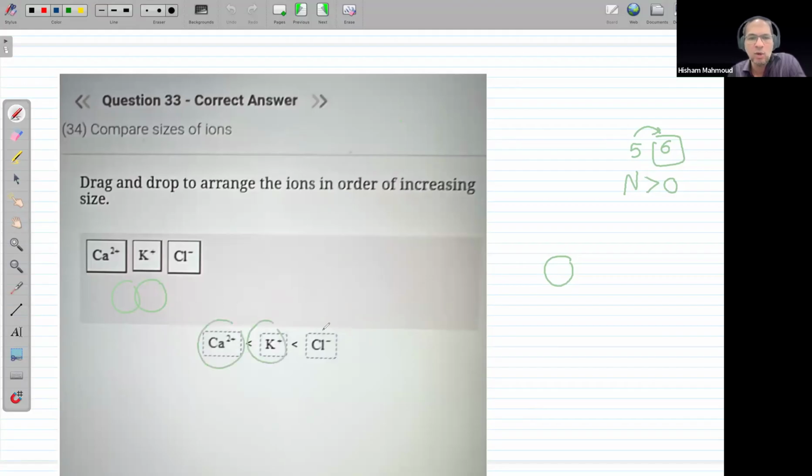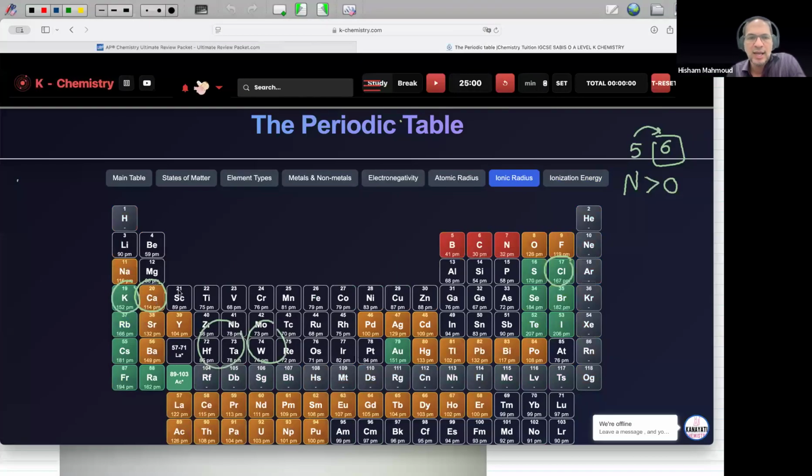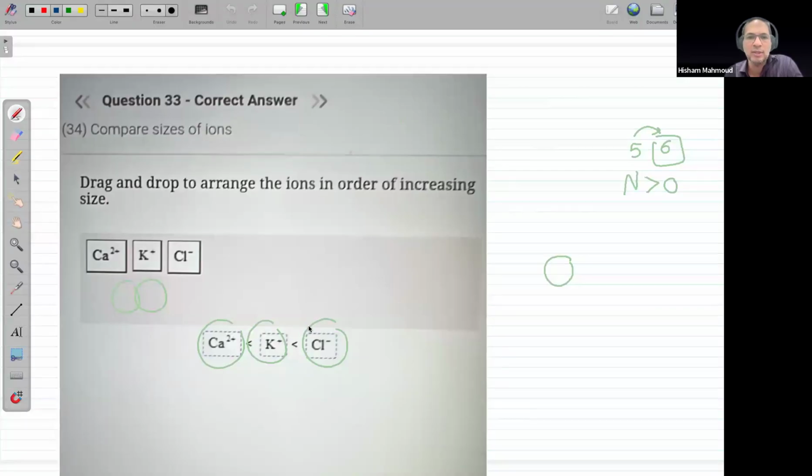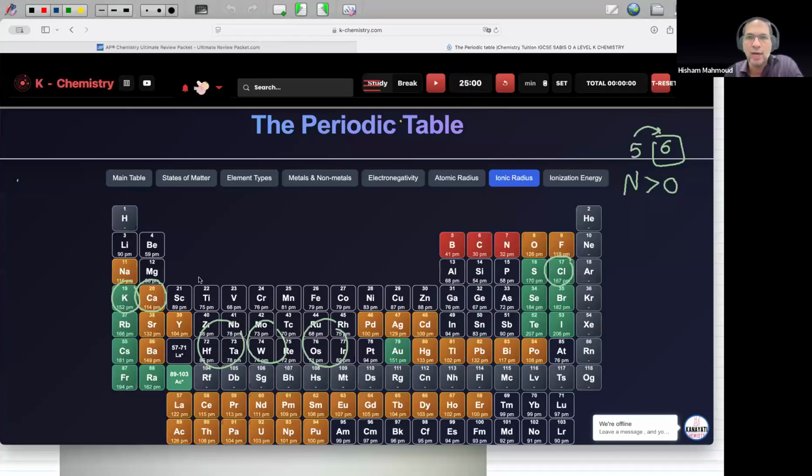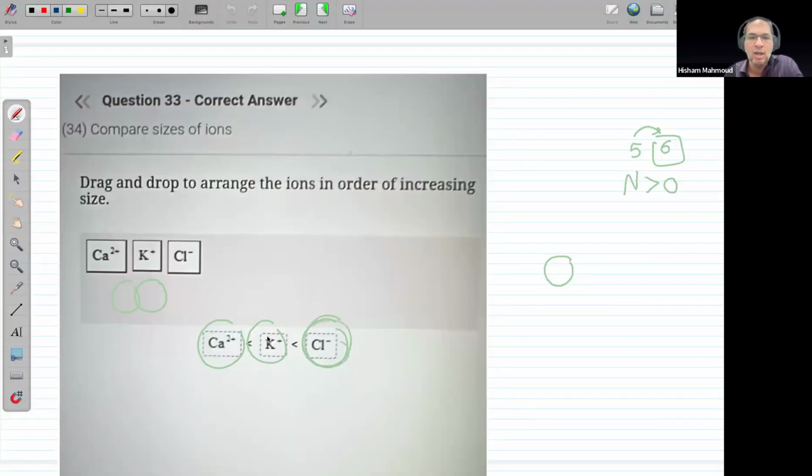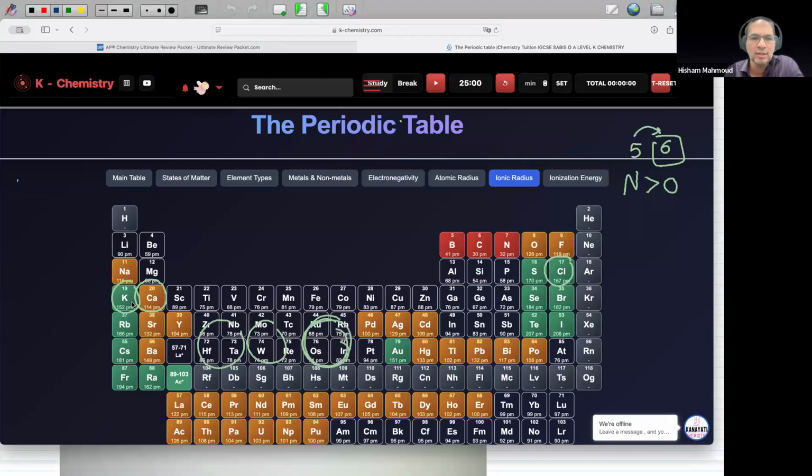Because in the metals, when you go to the right, the ionic radius decreases. But when you go to the non-metals, what happens? It increases. That's why the chloride is the biggest one. Again, remember, this is very easy to understand. When you go from left to right in the metals, it decreases. But when you go to the non-metals, it will increase. That's why chloride is the biggest one, while for potassium, you went right to calcium. That's why calcium is smaller.